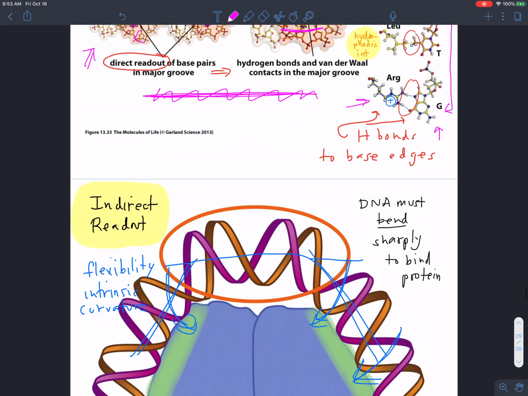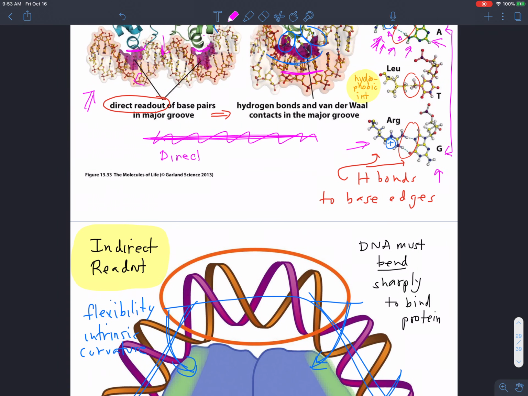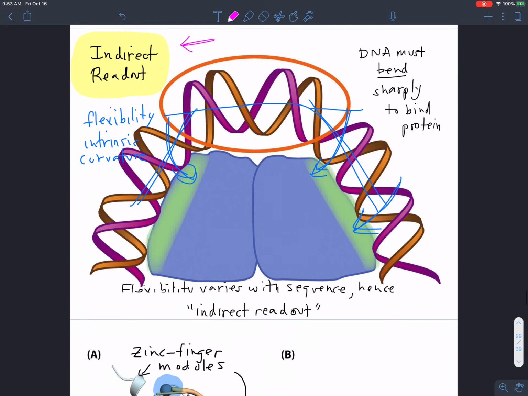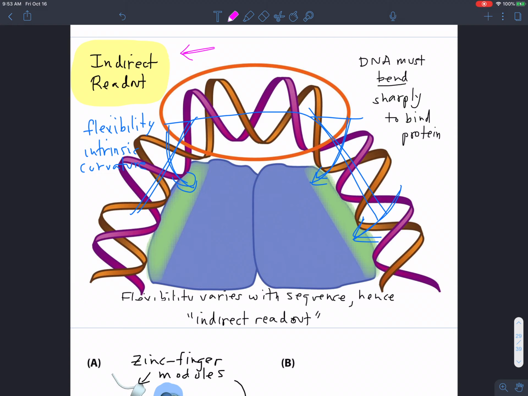There is another kind, and this is called direct readout of the sequence. But there's also an indirect readout of the sequence, and that's more subtle and a little less specific, but still is used. And indirect readout depends on the fact that the flexibility, the ability of the DNA to bend itself, also depends on sequence. Strings of AT base pairs, for example, have a different flexibility than strings of GC base pairs, and other kinds of sequences also have different flexibilities.